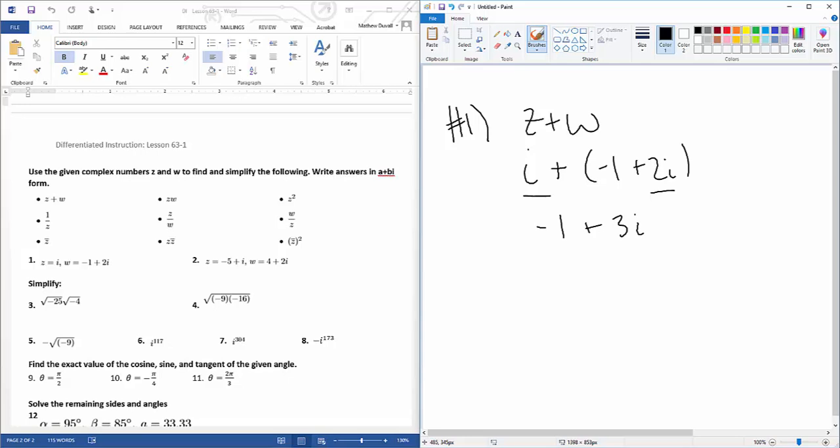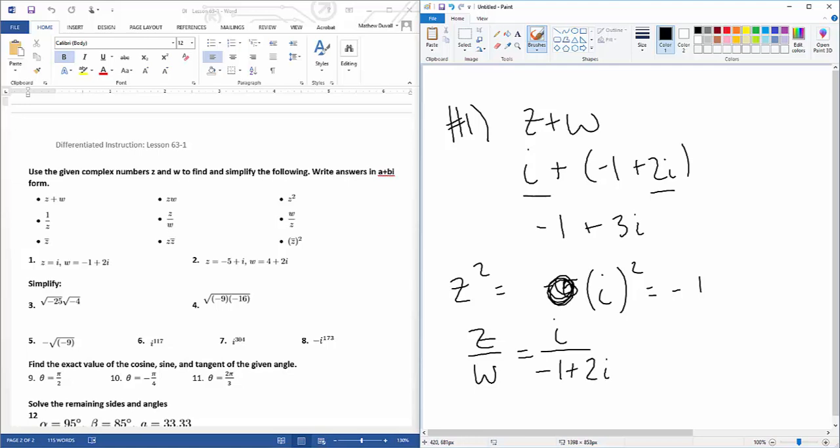Some of these it says you need to square it. So like on the third dot where it says z squared, that's the same as i squared, which we know is -1. Some of these we have to divide. So the z over w, that's the same as i over -1 plus 2i. Now to get an i out of the denominator, we multiply by the conjugate. That's something that we just have to memorize. And then you would distribute it and simplify.